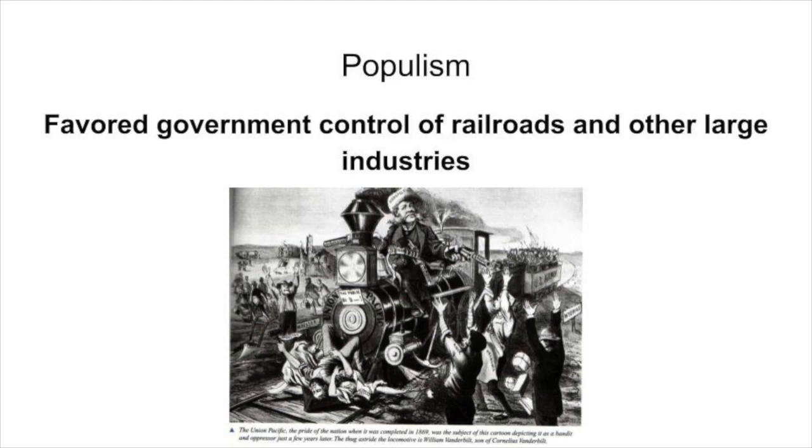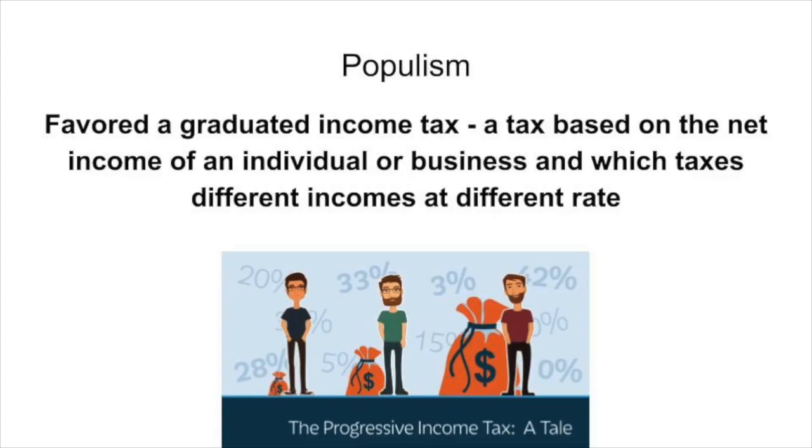They also favored government control of railroads and other large industries, and they favored a graduated income tax. This is a tax based on the net income of an individual or business, and taxes would be different if you made more. So you would pay more taxes and have it be taxed at a higher rate if you made more money. That is the system that we are supposed to have right now, though it doesn't always work that way because of deductions. For example, in 2018, Amazon, the company, earned $10 billion and paid zero in federal income tax.